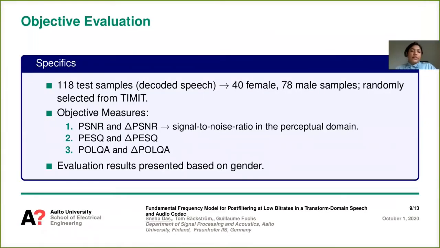So for the objective evaluation, we tested the post filter on 118 test samples, which comprised 40 female samples. And these samples were randomly selected from the test set of the TIMIT data set. The objective measures used were the absolute and differential perceptual SNR, which is basically the signal to noise ratio in the perceptual domain, the PESQ scores, and the POLQA scores.